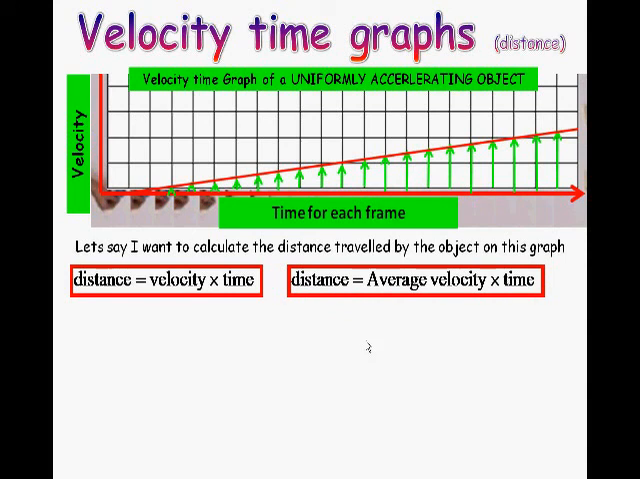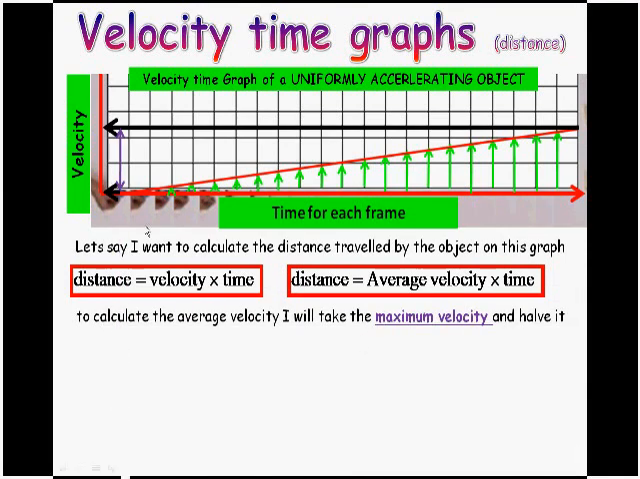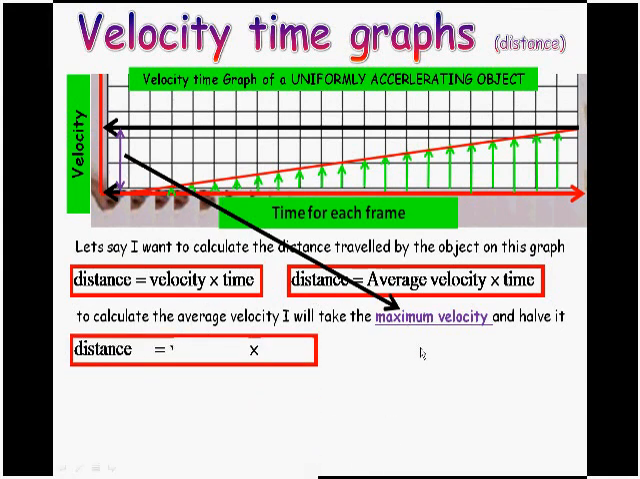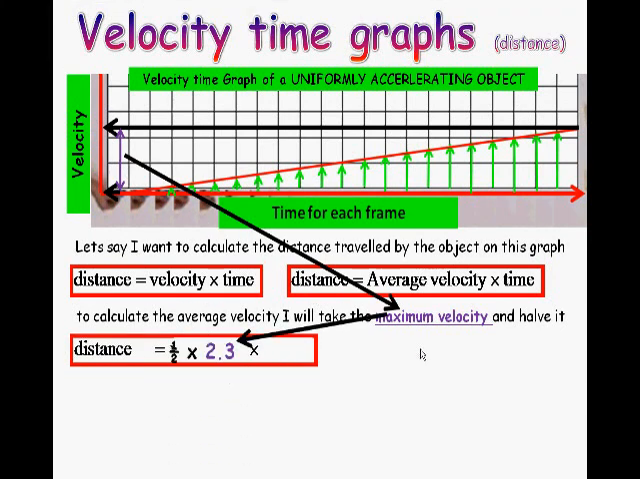So how do I work out the average velocity? Well, the average velocity will be the maximum velocity halved. So here, this purple line indicates the maximum velocity, and if I multiply that by a half, or divide it by 2, it's going to give me the average velocity. So I've got the one term now, I need to get time.